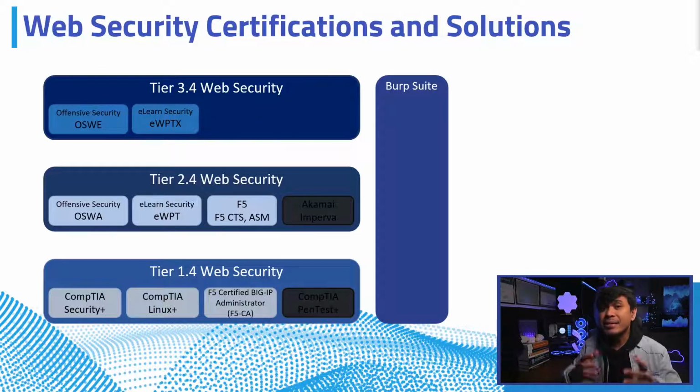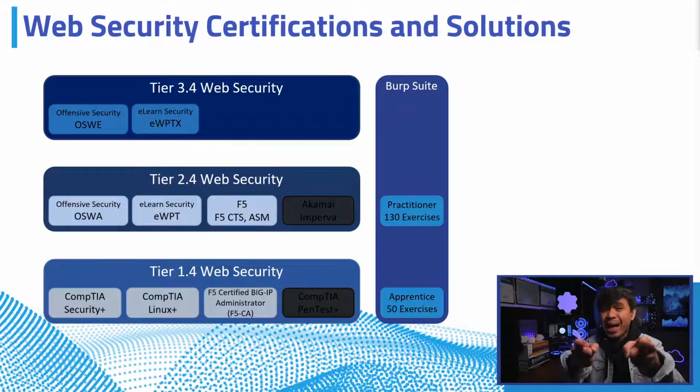There is an apprentice level, and it consists of 50 exercises. You can start the exercises while or after preparing first level certifications. Next, Tier 2. We have Burp Suite practitioner level exercises. It consists of 130 exercises. I know, it's too many. But this would really help you understand many different attacks. And it will help you pass OSWA, EWPT, and F5 CTS in ASM.